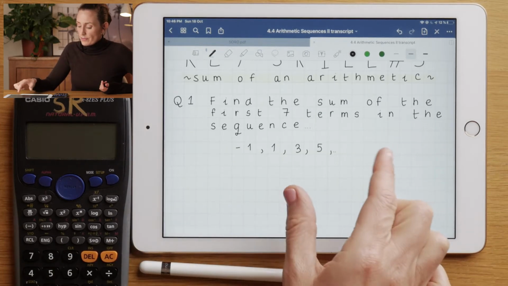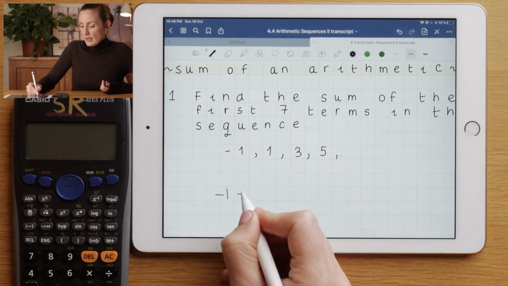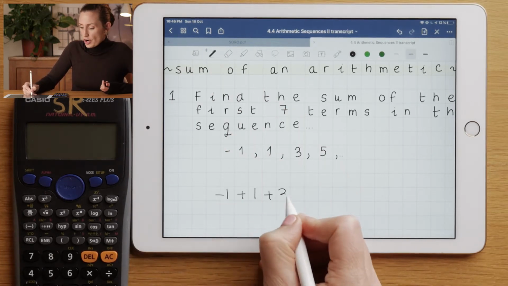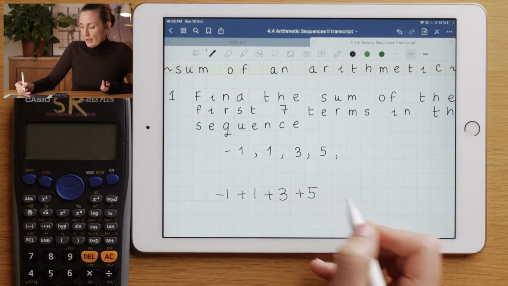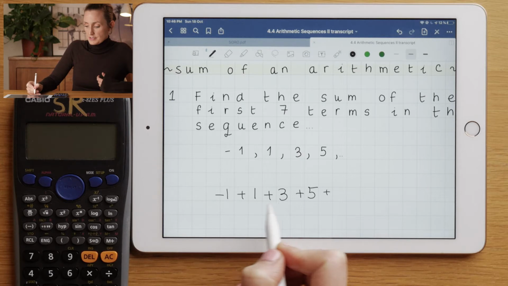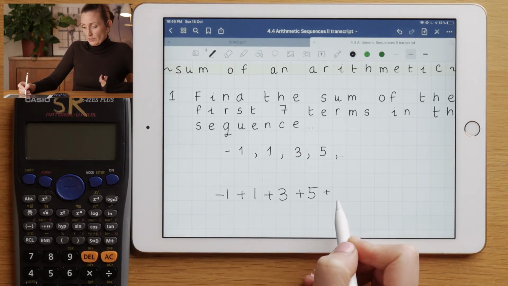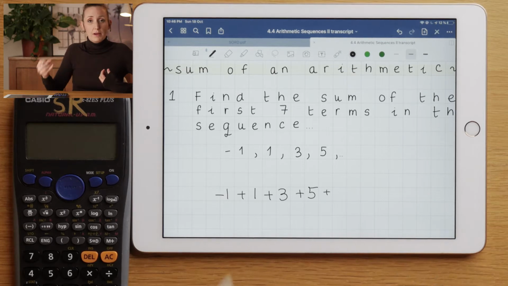What a sum is, is the answer that you would get if you were to add each term up until the 7th term. So the first added with the second, added with the third, added with the fourth, added with the 5th, 6th and 7th. If you were to plus them all together. Sum is a very fancy word for plus.